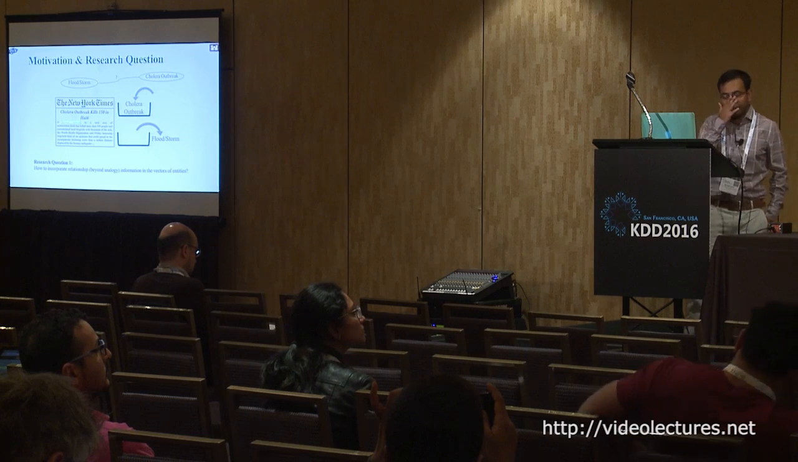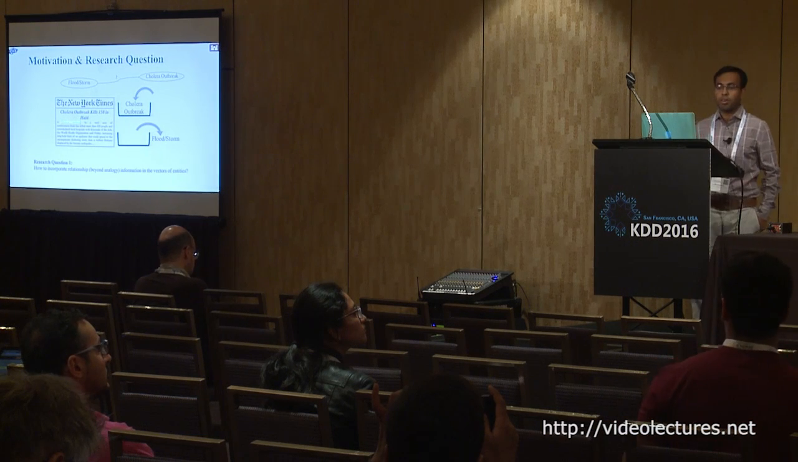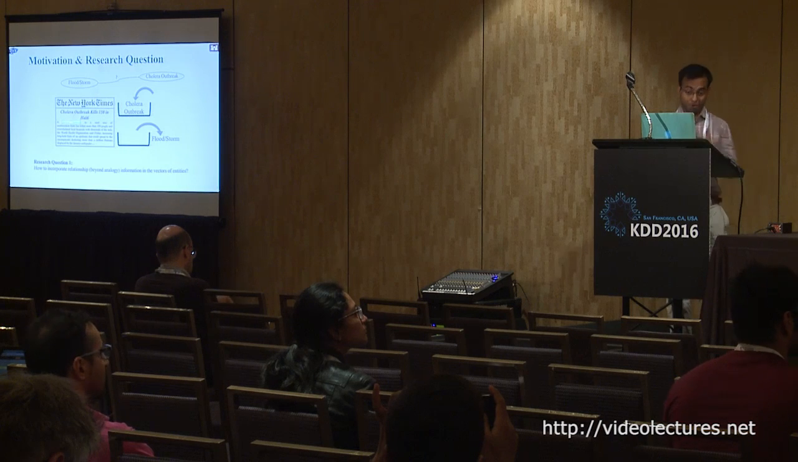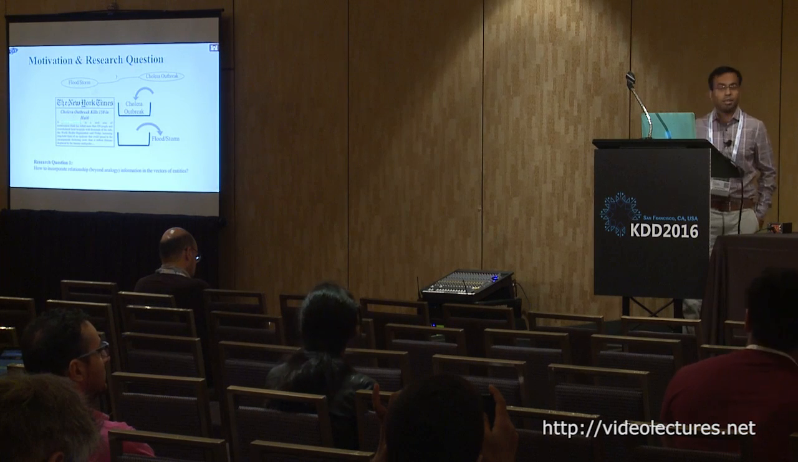So, here is the first research question: how to incorporate relationships beyond analogy, this kind of relationship information, in the vector of entities?